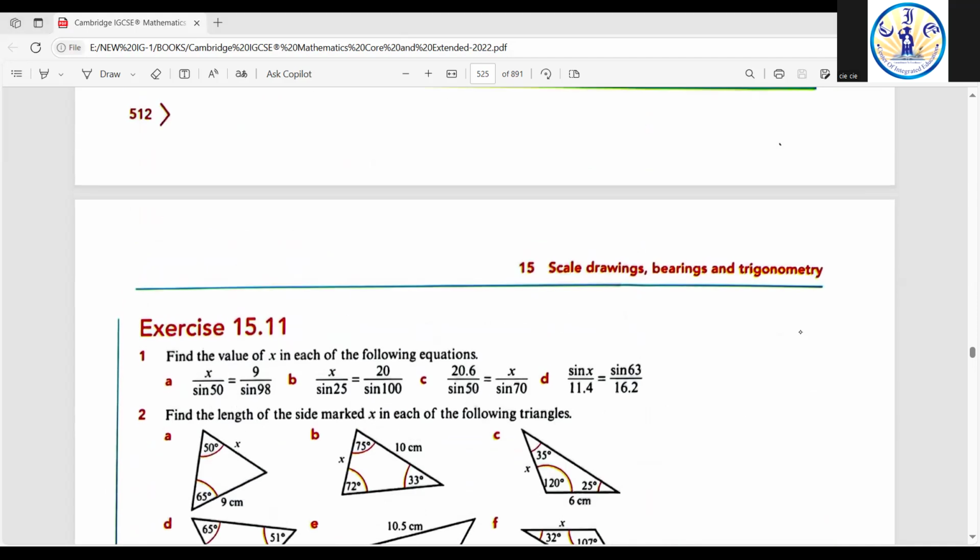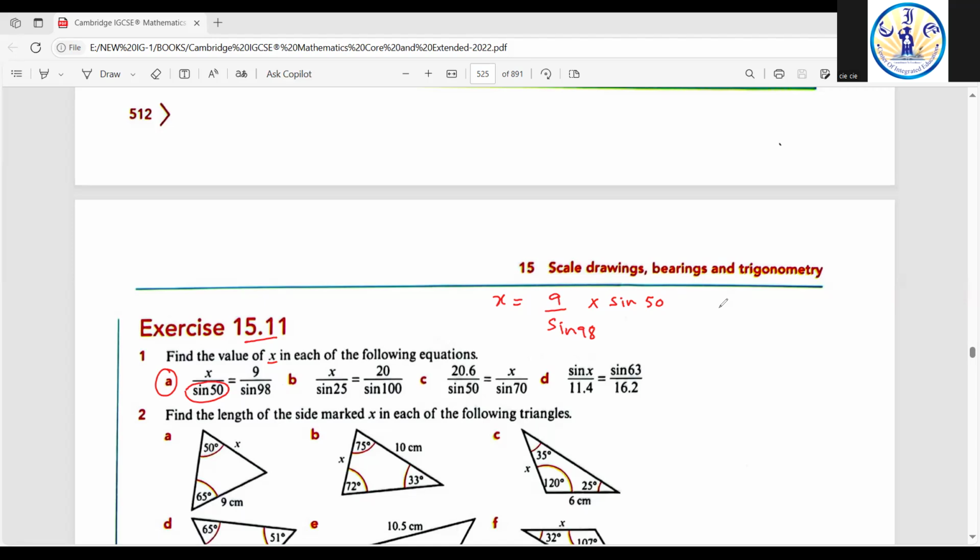This is exercise 15.11. Find the value of x in each of the following equations. In part A, x will be equal to 9 divided by sine of 98, and I'm going to shift this sine 50 to the other side, and it will get multiplied by this fraction. There is a bit of clarity that I need to make here.